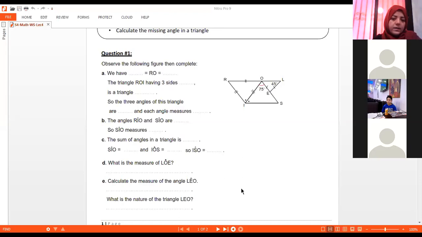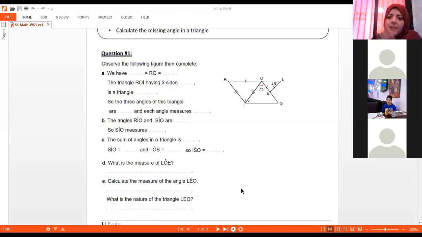No, Miss, because the sides of the triangle are equal. How did you know? Because there are little lines on them. Very good, Huda. Two little lines. Excellent, Huda.